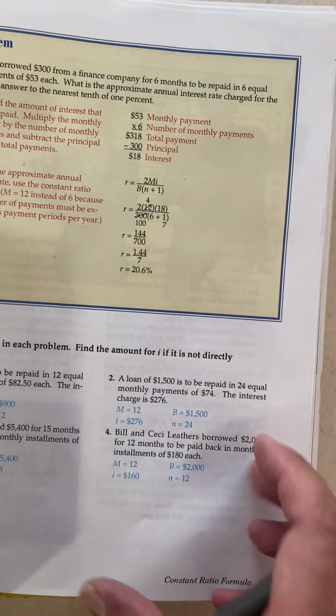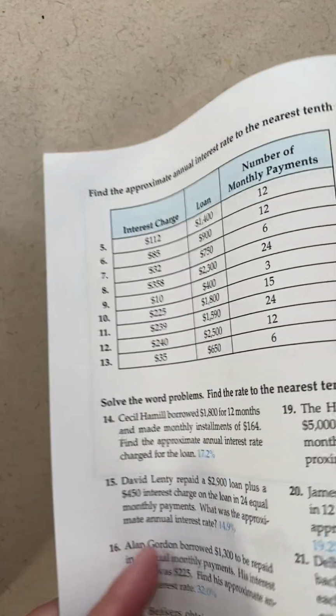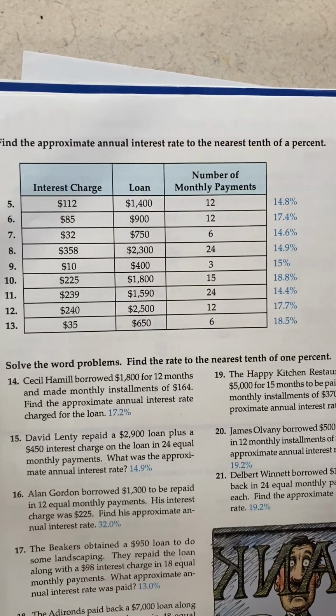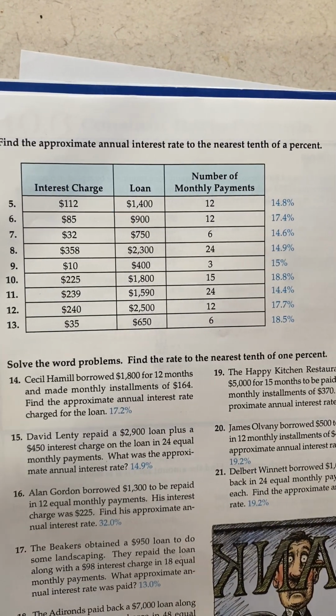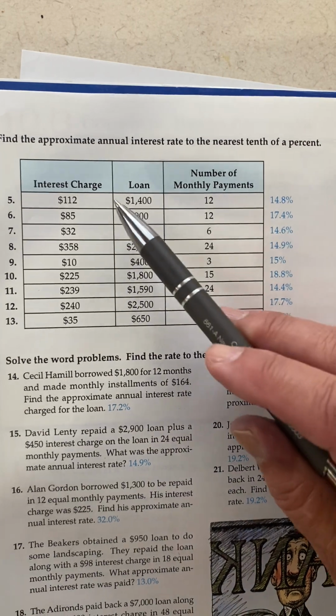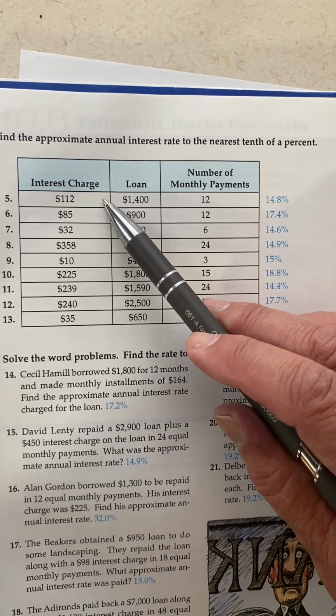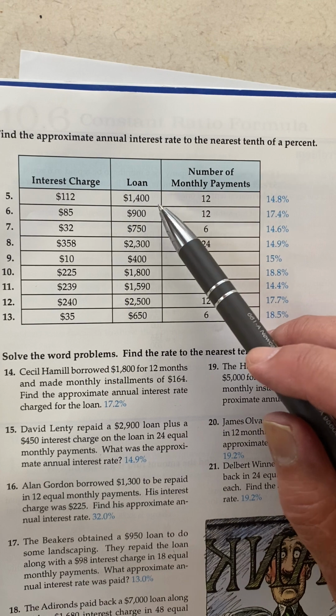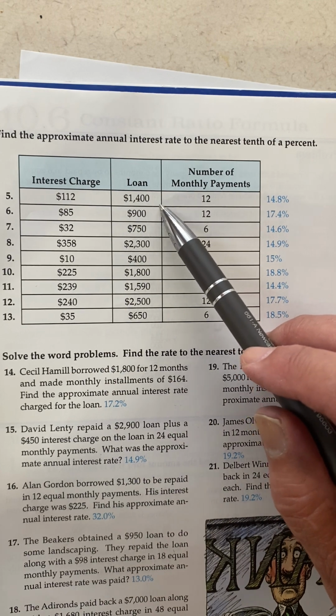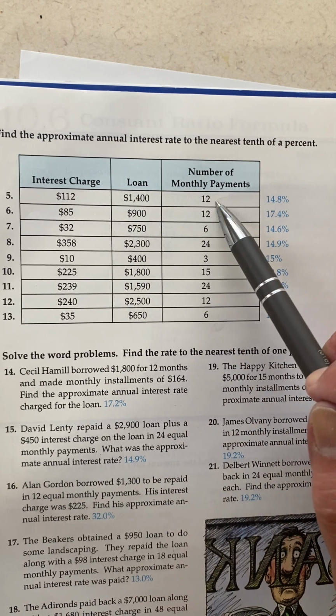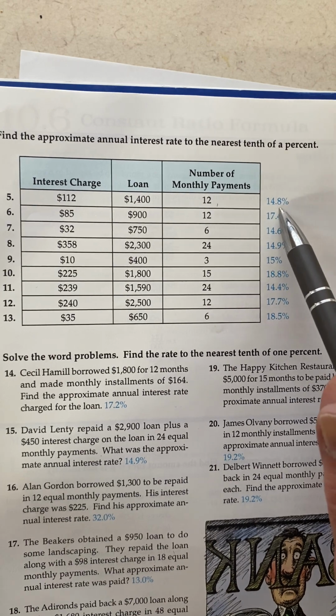One other problem that I'll have you do here. I think we'll be able to do the test pretty easily on these. So here we know the interest charge is $112. The loan is for $1,400, and we're paying in 12 monthly payments. They now want to know what the percentage is.